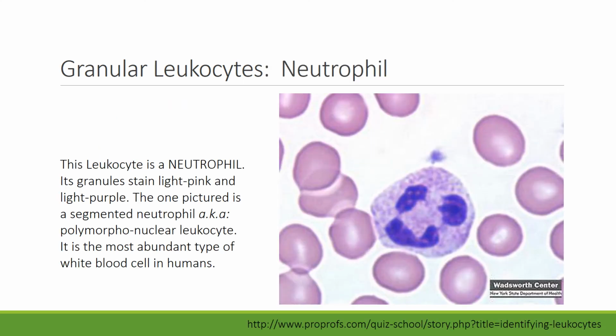The first granular leukocyte is the neutrophil, and you can see it pictured in the center of this slide. It has granules that stain light pink and light purple, and the one that we're looking at here is a segmented neutrophil, also called a polymorphonuclear leukocyte. It's the most abundant type of white blood cell in humans.